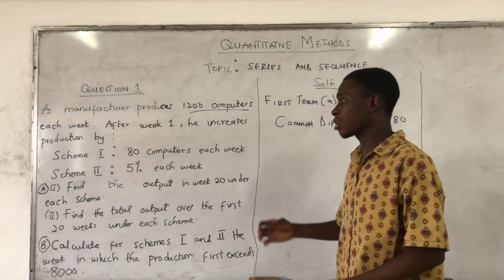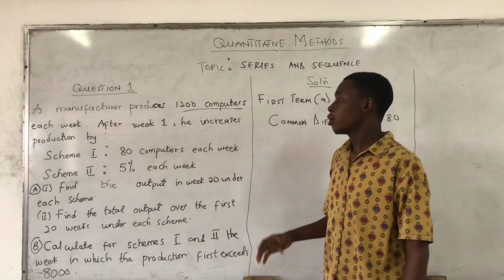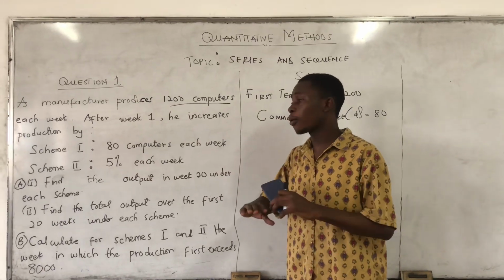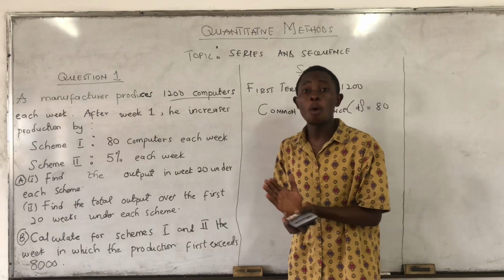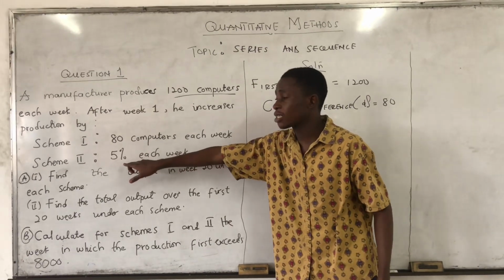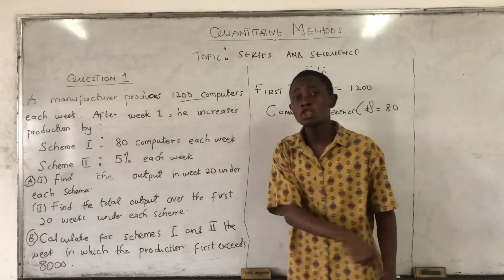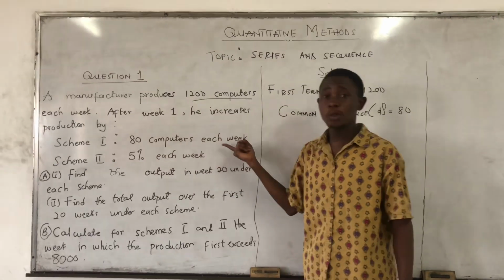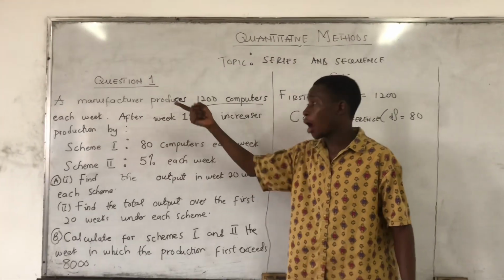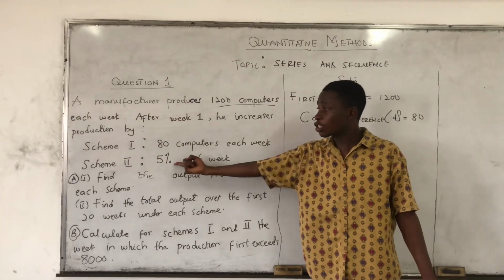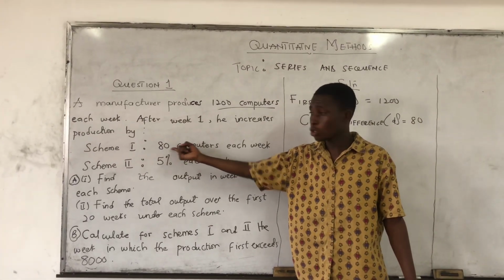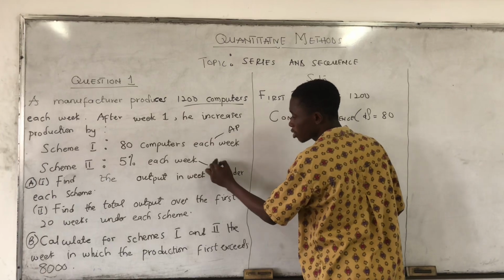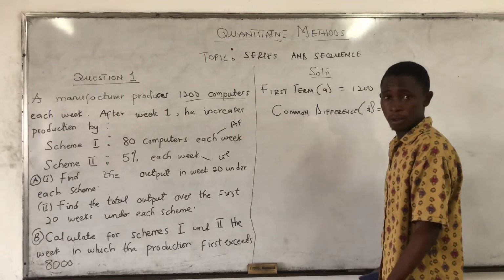In our previous video, I explained that when it's given to you in percentages, you are definitely going to get ratios, and with ratios, it's only the geometric progression where we have the common ratio. So with scheme 2, which is the 5%, we are going to use the 5% to calculate for a geometric progression. Now, 80 computers each week is a number, so we use it to calculate for an arithmetic progression. The one with the percentage is for a geometric progression. That's all you need.